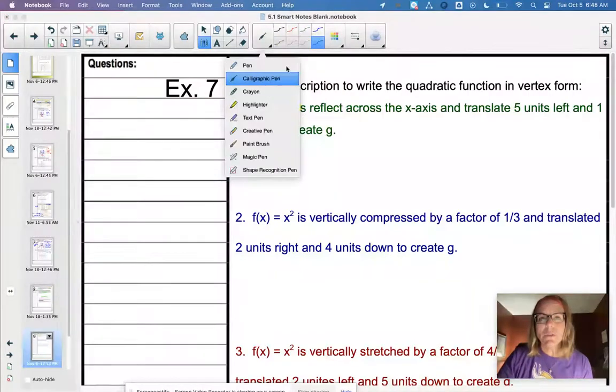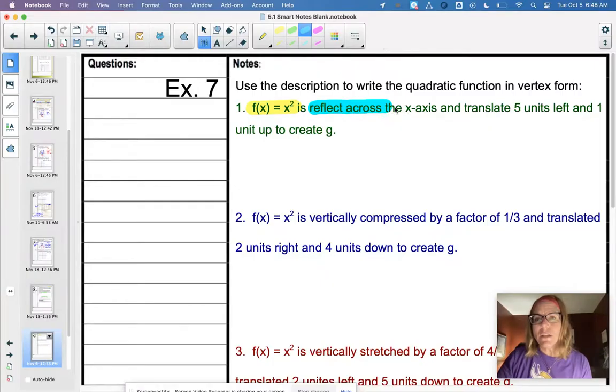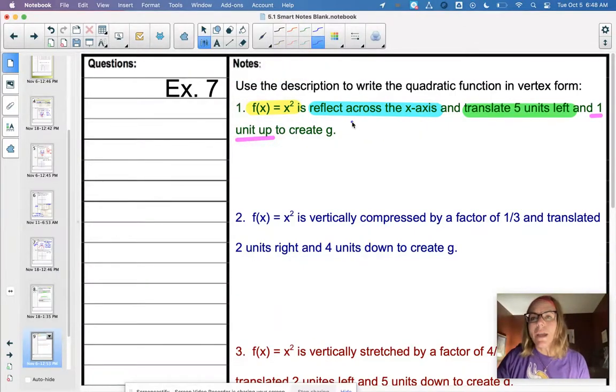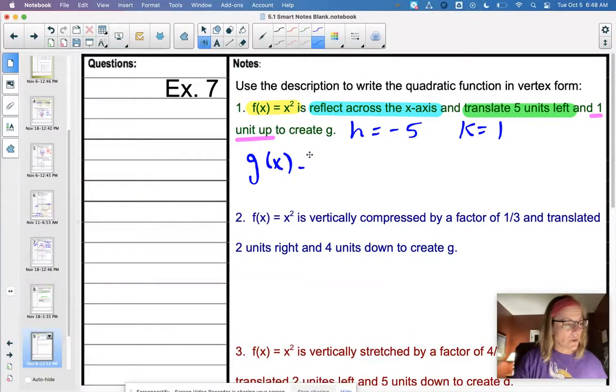So I'm going to highlight everything we're doing here. We're going to reflect it across the x-axis. We're going to translate 5 units to the left and 1 unit up. Wow, lots going on. So I know that if we're moving it 5 units to the left, h is -5. I know k is +1 because we're going up 1. And reflecting across the x-axis means there's a negative out in front. So I'm going to call this our new function, g(x), right now.